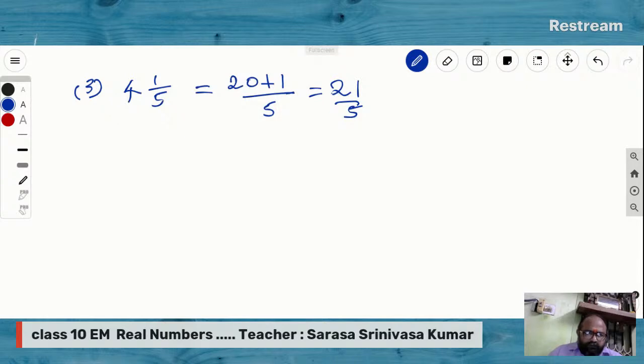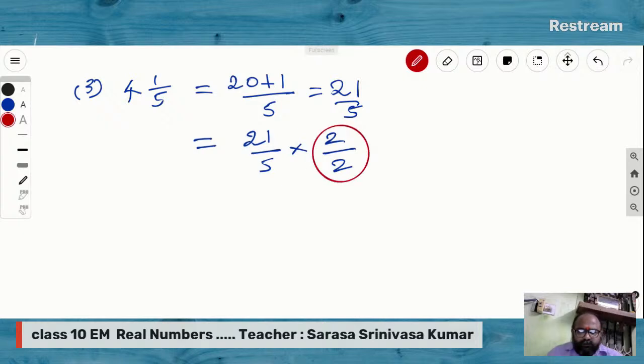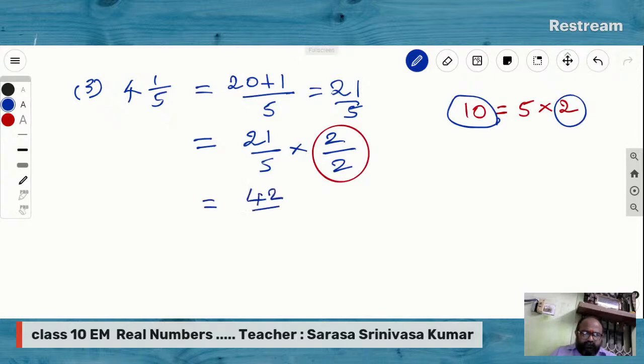Therefore, this is equal to 21 by 5 multiplied by 2 by 2. Why should we divide and multiply by 2 by 2? Because we want to get the form 10 in the denominator. We have 5 in the denominator, so we must multiply by 2. So this is to get the form 10 power n in the denominator. So we get 42 by 10. This is equal to 0.42.